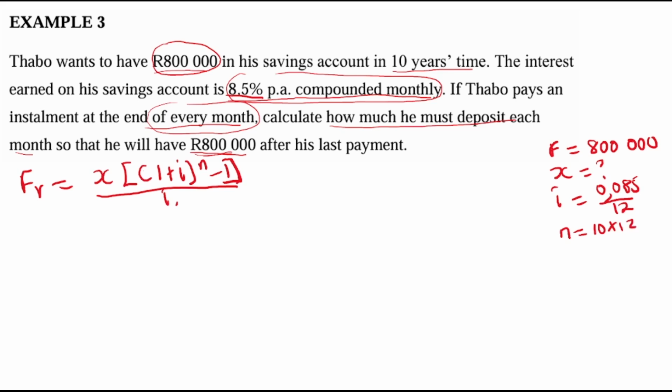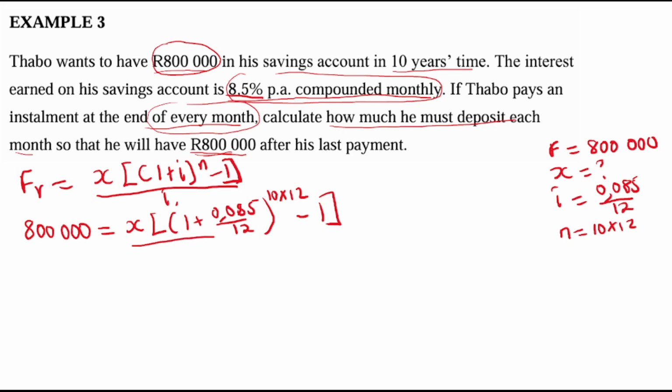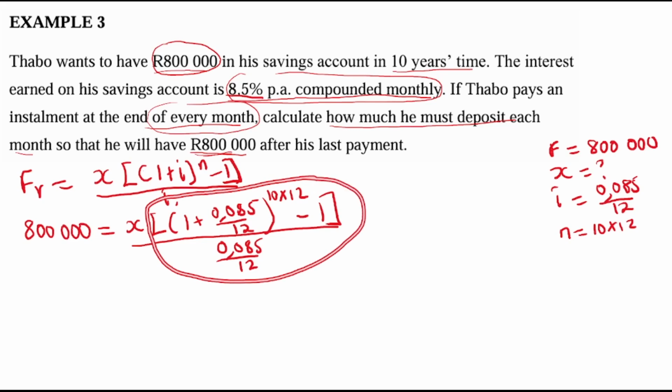Okay, right. Now let's substitute what we have into the formula. So we have our 800,000 is equal to X, and we don't know what X is for now, times (1 plus 0.085 divided by 12, to the power 10 times 12, minus 1), all this over 0.085 divided by 12. And then what do we do? You can put this whole thing in the calculator as it is.